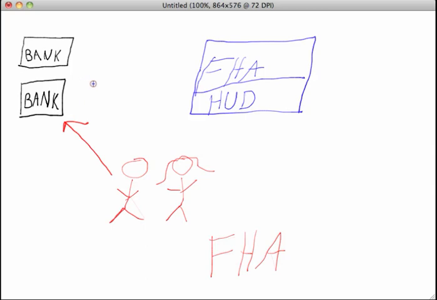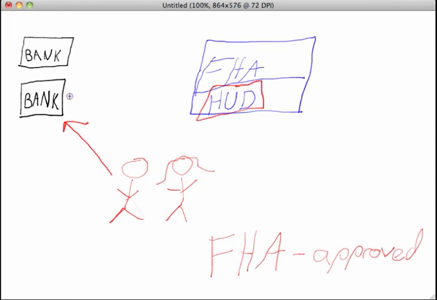They find a lender by going to the HUD website and looking for an FHA approved lender in their area. Just do a Google search for find FHA approved lender and you'll find the particular page of the HUD website where you can search for lenders in your area.